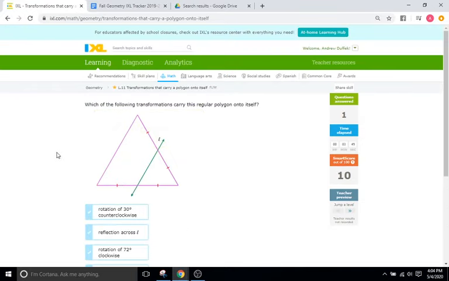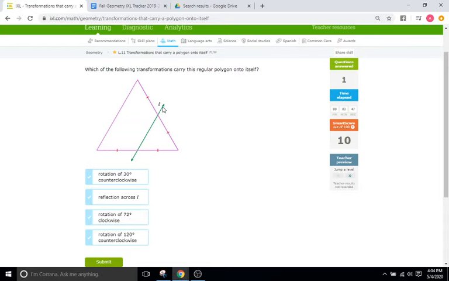Good. Okay. So we have a line right here, line L. A rotation of 30 degrees counterclockwise. So again, 30 degrees is a very small turn. Probably not. Okay, reflection across L. Is that going to do anything? No. Rotation of 72 degrees? No. And a rotation of 120? Yes, and this is why.